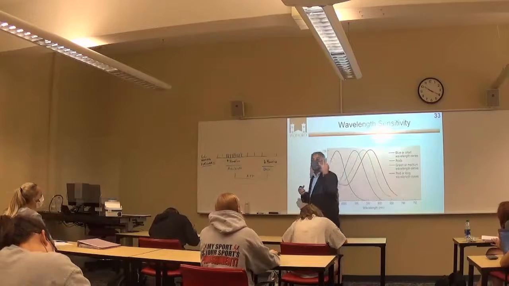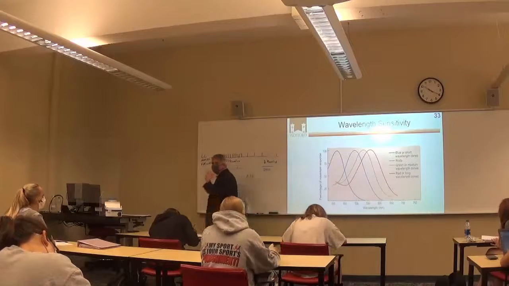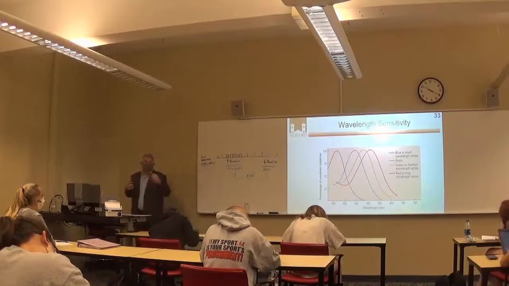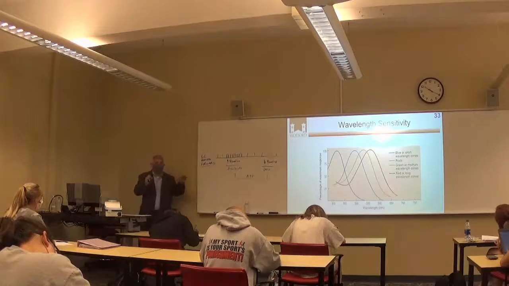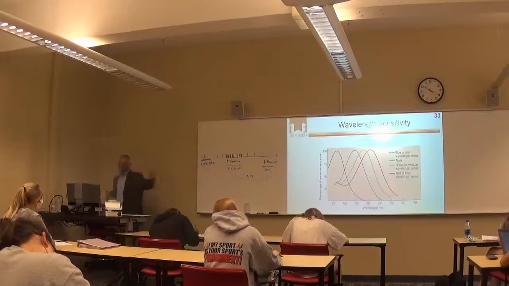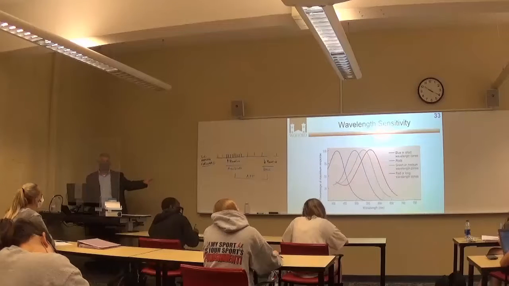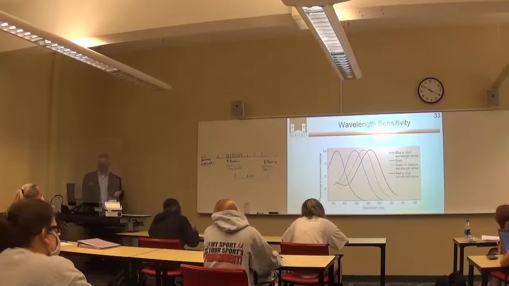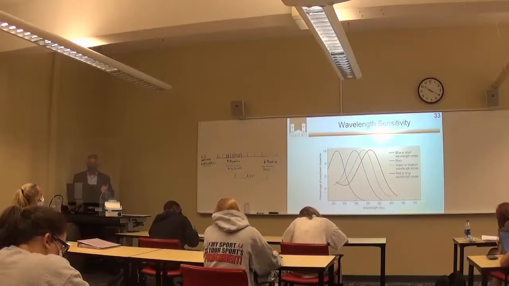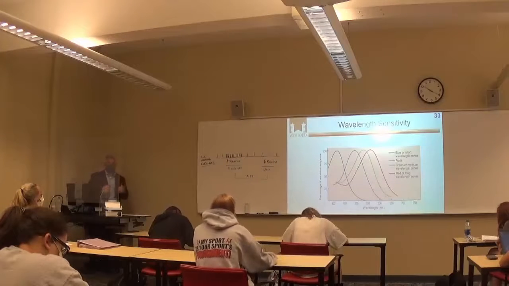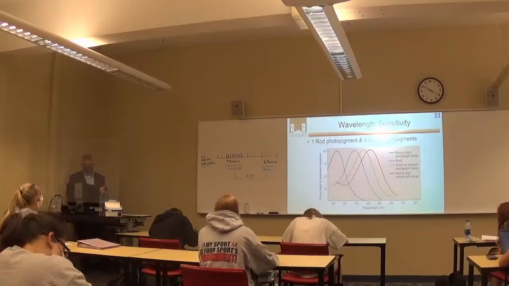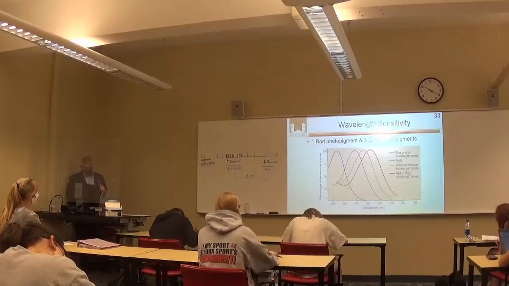So because we have three different types of photopigments in cones, we can now discriminate between what type of wavelength based on which cones are being activated. And that gives us our color vision. So we only have color vision when we're using our cones. One rod photopigment, three cone.